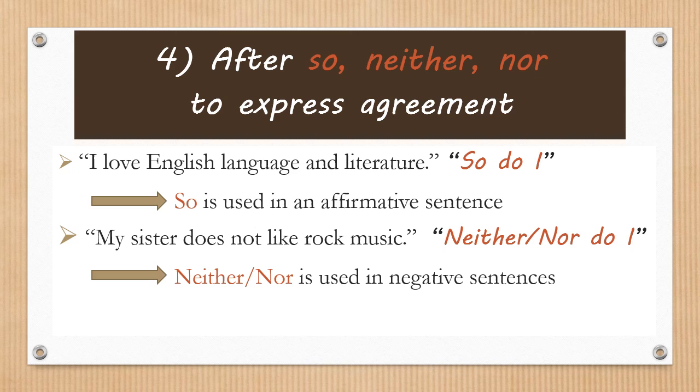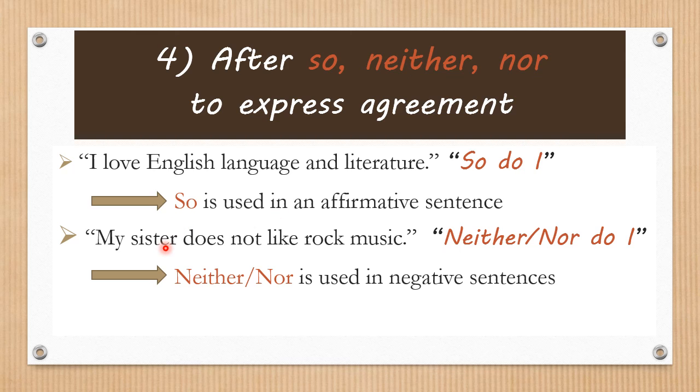Four. Inversion occurs after so, neither, nor to express agreement. Example: I love English language and literature. Then we have so do I. In this case, I'm expressing agreement, and I'm using an inversion because we have auxiliary verb plus subject.